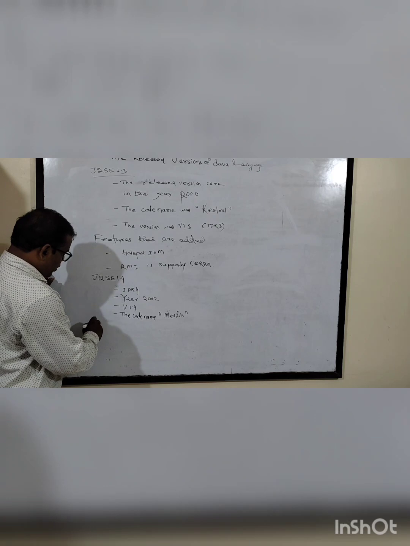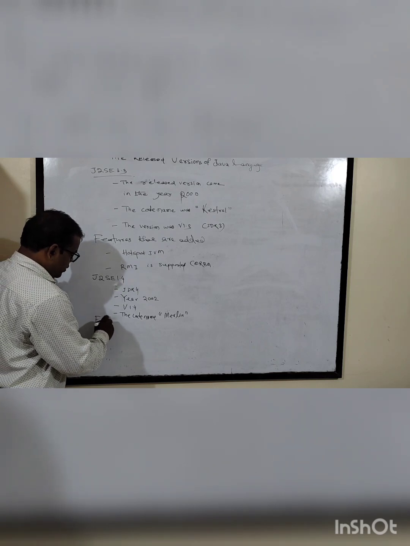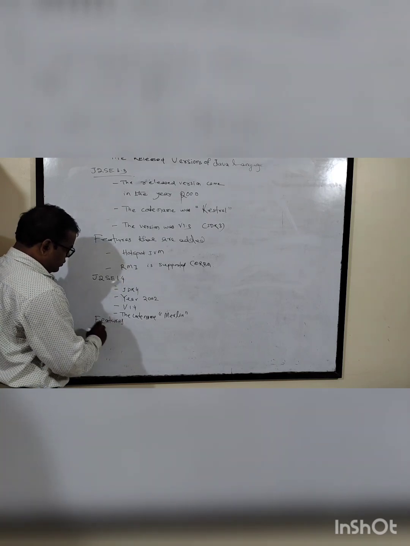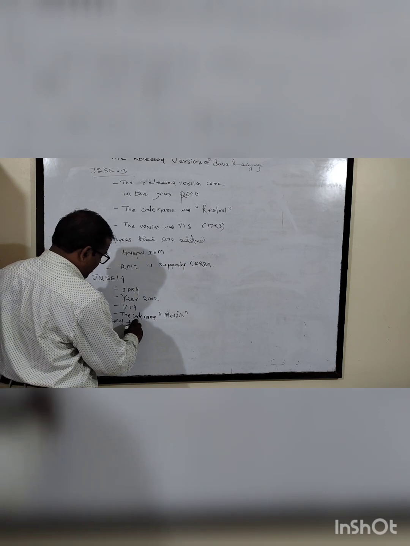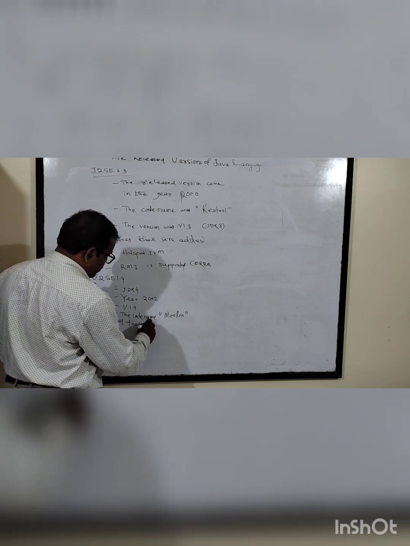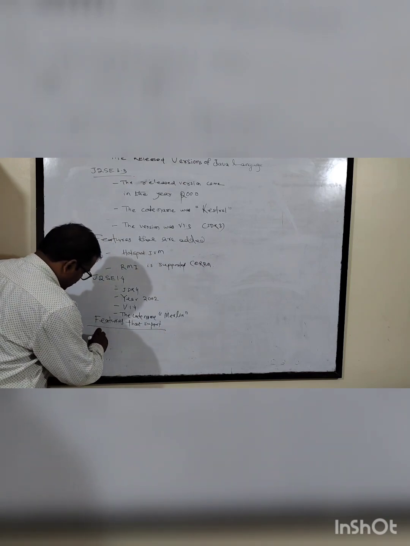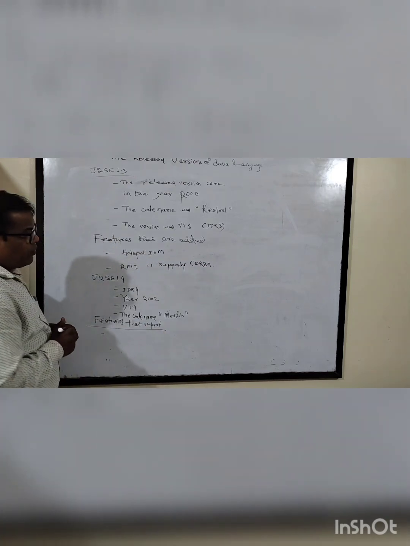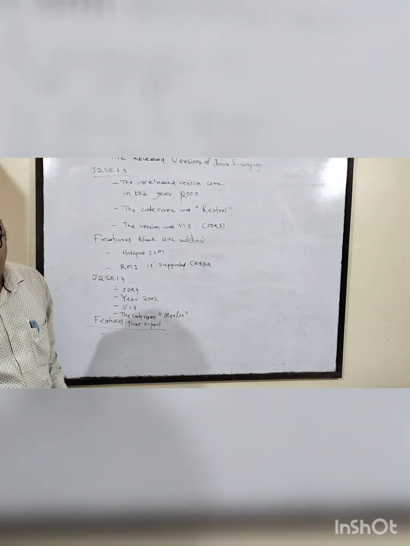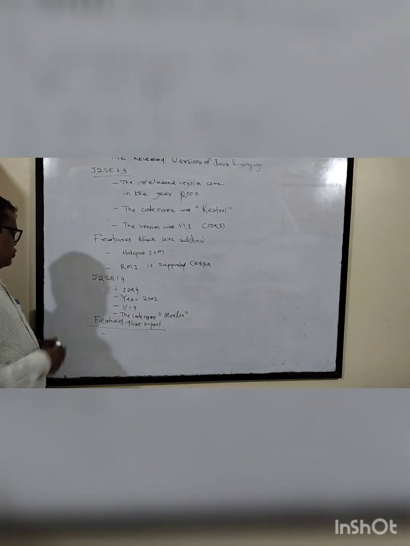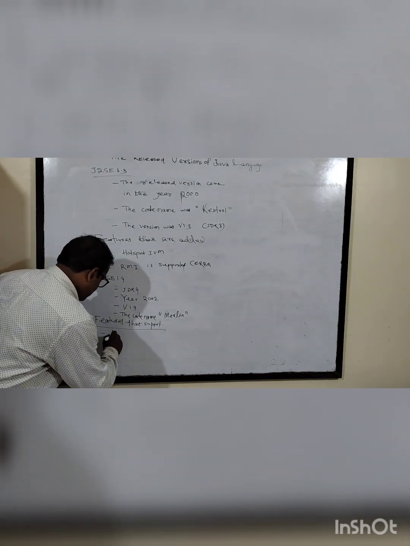And the features supported here. What are the features that it supported? The features supported here: the collection framework, which we are looking into, with changes and modifications to the collection framework.